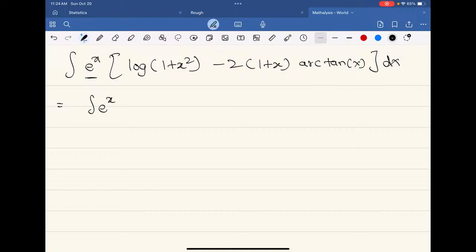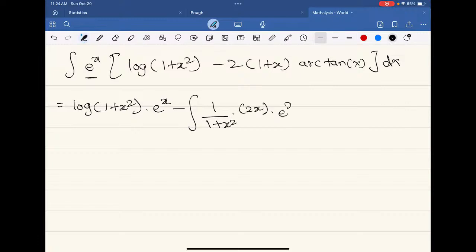Oh, let me just try this. Let me first try integration by parts for the first one. So it will be log of 1 plus x square, and the integral of e to the power x is just e to the power x, right? Minus integral of, now the derivative of log of 1 plus x square is 1 by 1 plus x square times 2x, and the integral of e to the power x is just e to the power x, right? And we have minus integral of e to the power x times 2 times 1 plus x arctan x dx. We have all this later on, right?